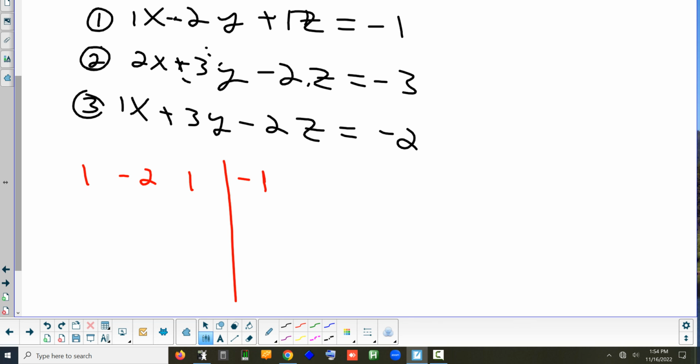Sam, how about my second row? 2, 3, -2, -3. And Grady, how about my last row? 1, 3, -2, -2. Good. Perfect. Okay. Any questions on that?